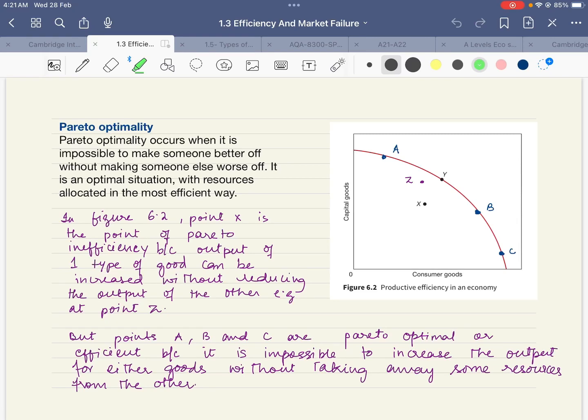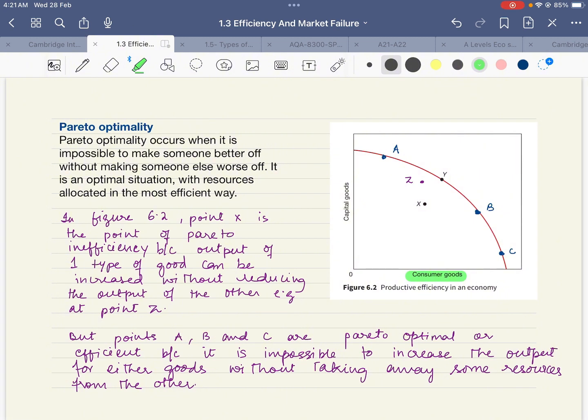Pareto optimality. This is the concept which suggests that it's impossible to make someone better off without making someone else worse off. For example, the points inside the production possibility curve, which are point Z and point X, both are Pareto inefficient because the output of consumer goods can be produced without touching the output of capital goods.